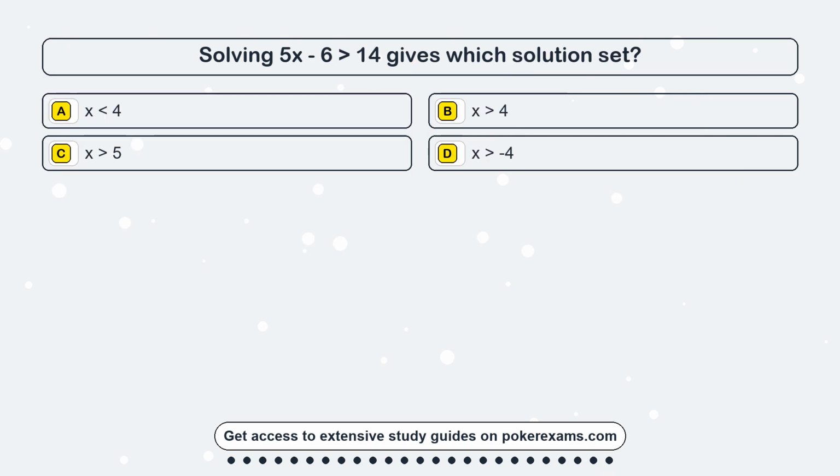Question 10. Solving 5x minus 6 14 gives which solution set? Option A x4. Option B x4. Option C x5. Option D x minus 4.